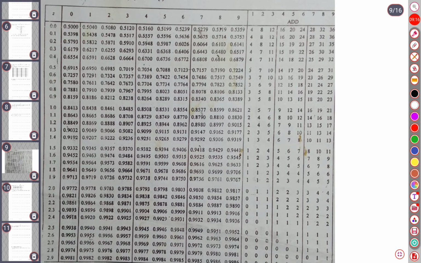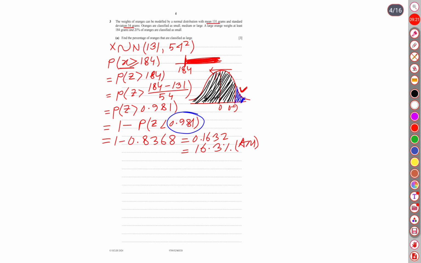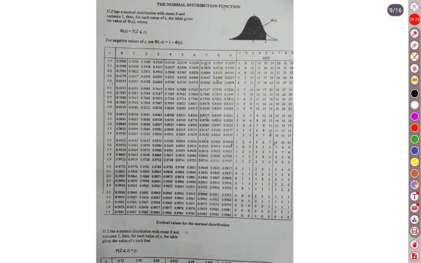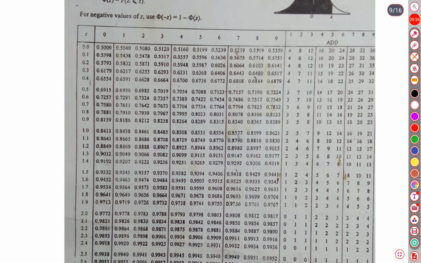We should not forget our z-score. Our z-score was 0.981. So look at this. Our z-score is 0.981. Where is 0.9 located? This is 0.9. Then 8. Where is 8? Here, this is 8. And again there is 1. So 0.98, then 1. So what is our probability?